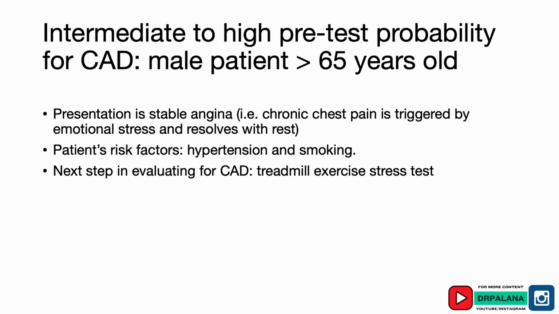This patient presents with symptoms suggestive of stable angina, particularly given that his chest pain is triggered by emotional stress and resolves with rest. While his physical examination and resting ECG are normal, these findings do not exclude the possibility of CAD, especially considering his risk factors, including hypertension and smoking. The most appropriate next step in evaluating for CAD in this patient is a treadmill exercise stress test.